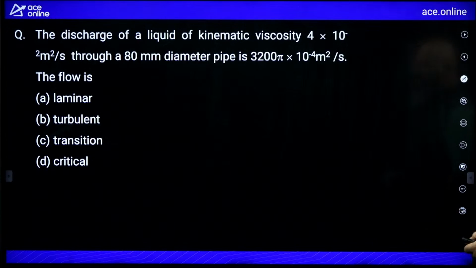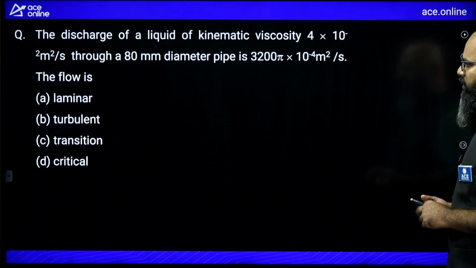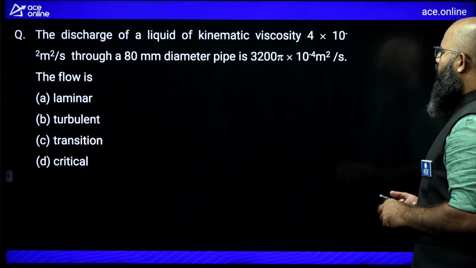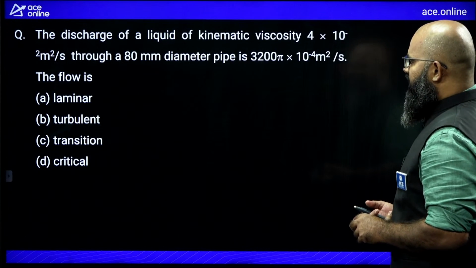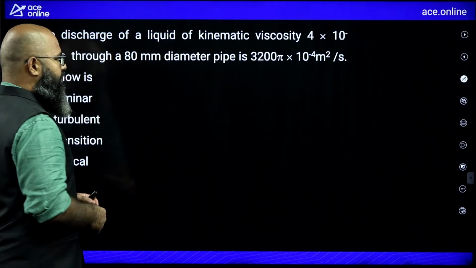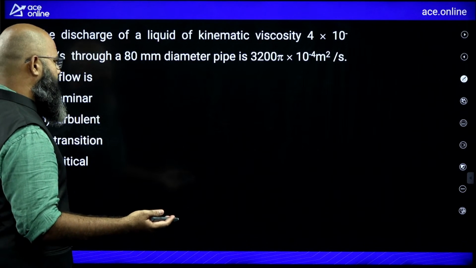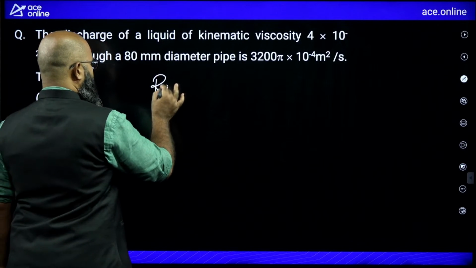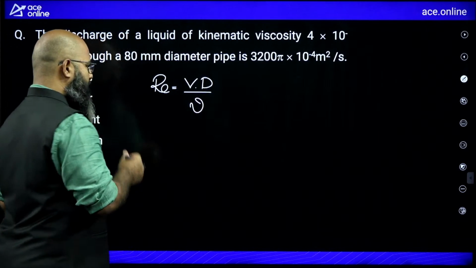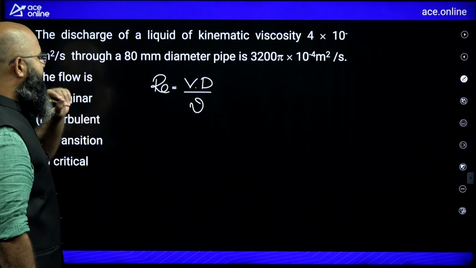Moving further. The discharge of a liquid of kinematic viscosity 4 into 10 power minus 2 meter square per second through 80 mm diameter pipe is 3200 pi into 10 power minus 4 meter cube per second. What kind of flow do we have over here? He's asking. So we need the Reynolds number. Reynolds number is equal to V into D by nu. Nu is given, diameter is given, V is not given.